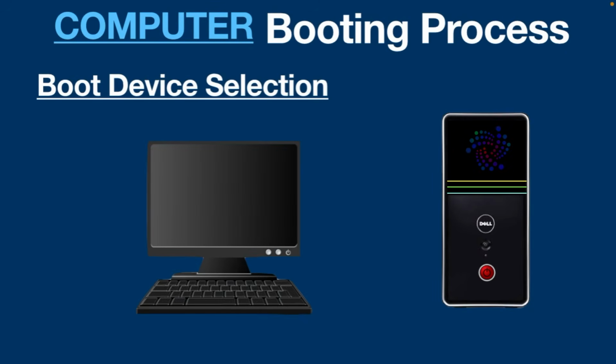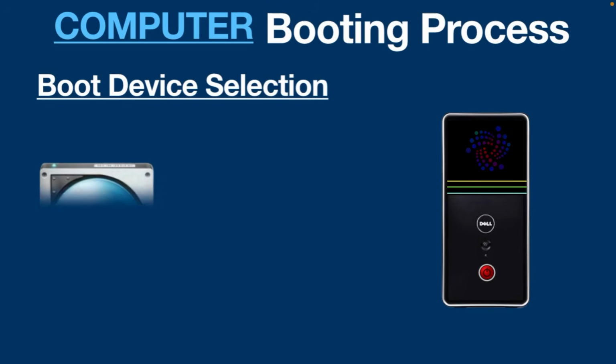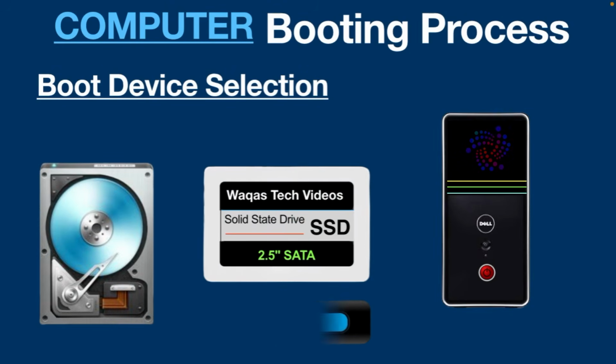Step 4. Boot device selection. After hardware checking, the system looks for a bootable device, such as a hard drive, SSD or USB. This is where your operating system is stored.